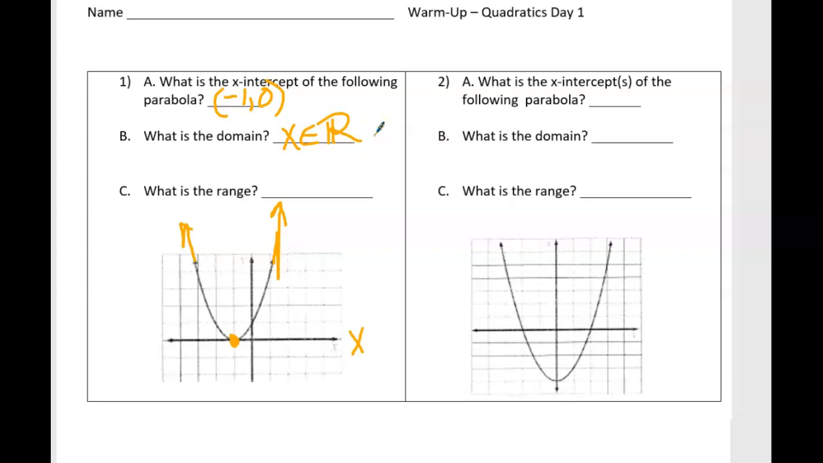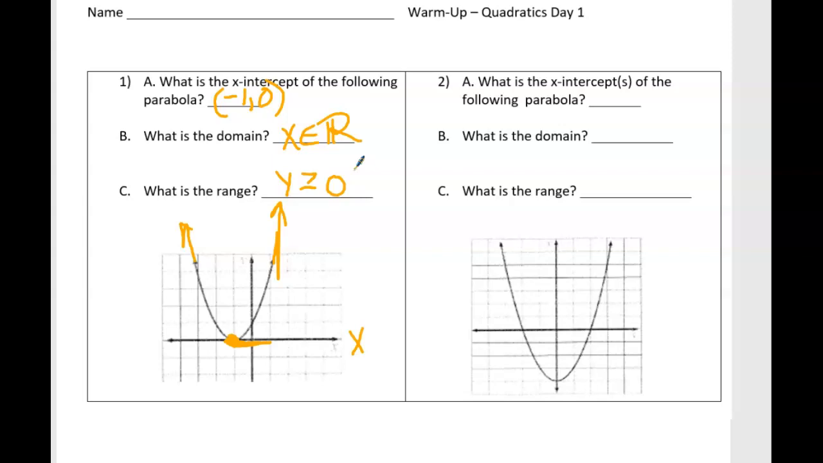Now our range is our y values. Our y values are a little bit different, okay? Because the lowest y value that we can have is actually right here at 0. So y has to be greater than or equal to 0, okay? So that's the difference between the domain and the range, all right?